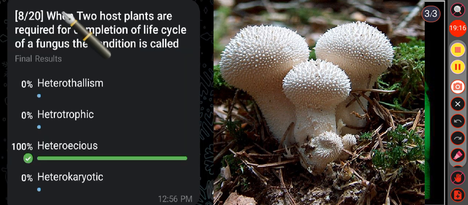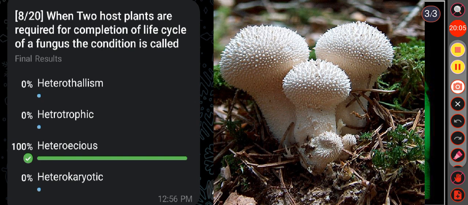Then next question, when two host plants are required for completion of life cycle of a fungus, the condition is called option A heterothallism, option B heterotrophic, option C heteroecious, option D heterokaryotic. Here the correct answer is option C, that is heteroecious. So the fungus is one that requires at least two hosts, the primary host in which the fungus spends its adult life and the other is the secondary host, right? So both hosts are required for the fungus to complete its life cycle.